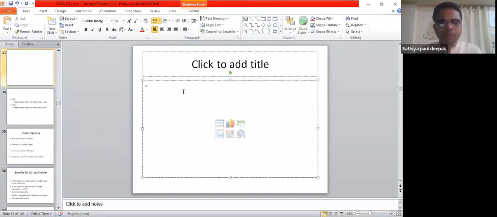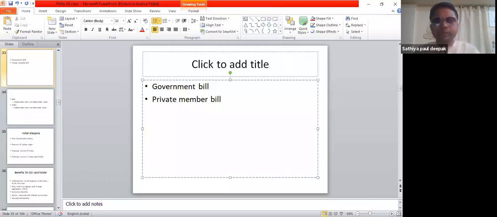Now there are two types of bill: government bill and private bill. I'm trying to explain to you why recommendation of the President is required. For that we have to see what is a government bill and what is a private bill. The bill introduced by ministers is called a government bill. The bill introduced by non-ministers is called a private member bill. Non-ministers. So you may be asking, sir, who are they?